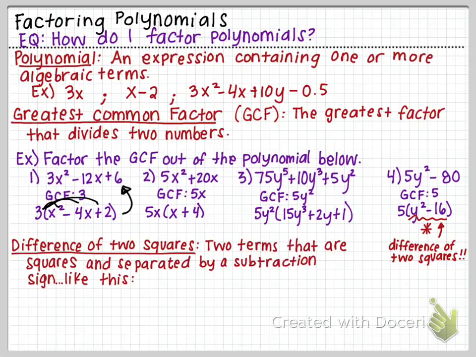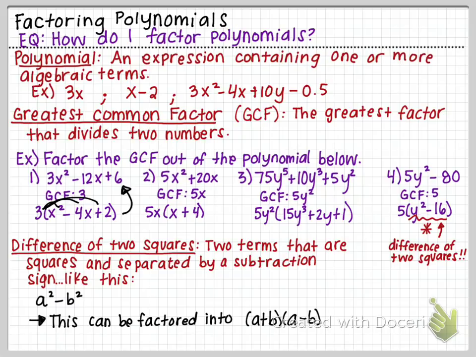What's the difference of two squares? The difference of two squares are two terms that are squares and separated by a subtraction sign, like this: a squared minus b squared. So this can be factored into a plus b times a minus b. Okay, so if we have a squared minus b squared, it could be factored into a plus b and a minus b. So let's look at the example. So look at this again, right? We took out a 5 at the very beginning.